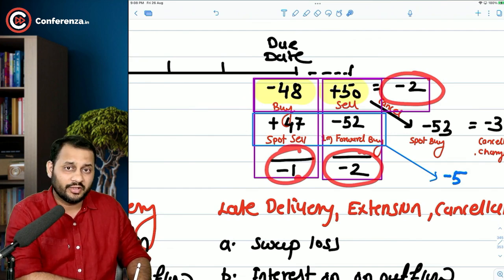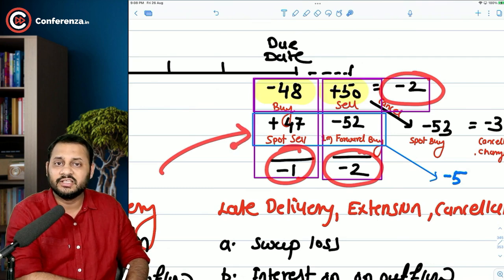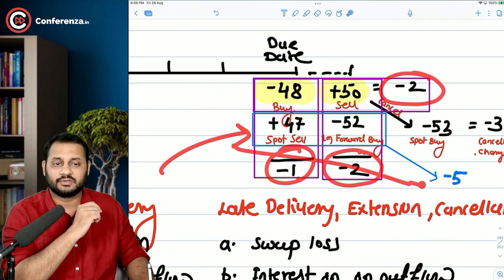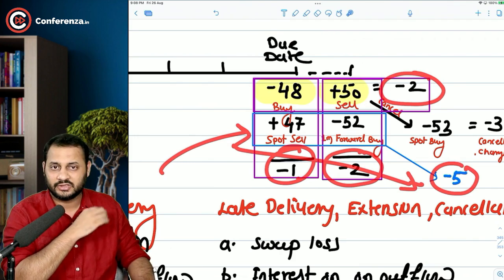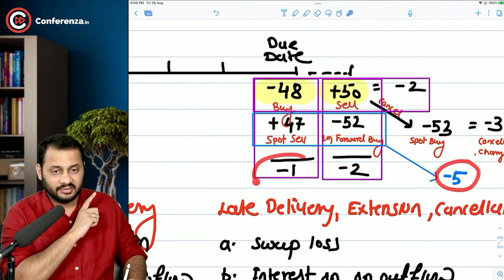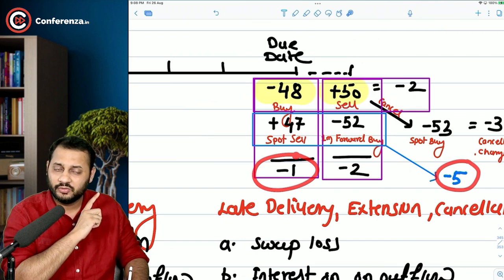And you know how to calculate this 2 to 1 rupees? It is nothing but the difference between these two rates. The forward rate, the swap contract that the bank had entered into, and the spot contract on due date. The difference between these two will be 5 rupees. But this is just a swap loss. 5 rupees is just a swap loss. Understand? This is just one thing that the bank is recovering. Second thing is the interest on this outflow.